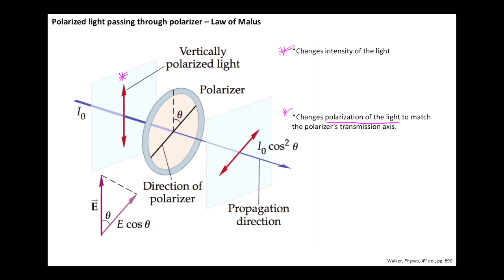So notice, this equation tells us how much gets through. If I naught is the original intensity of the light, what we're left with is I naught cosine squared theta. This is known as the law of Malus. So we could say I is equal to I naught cosine squared theta.